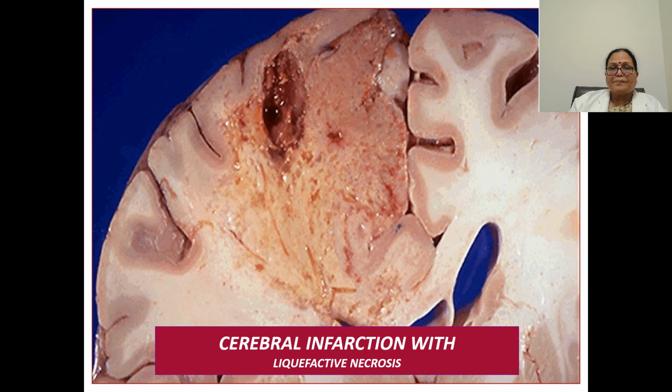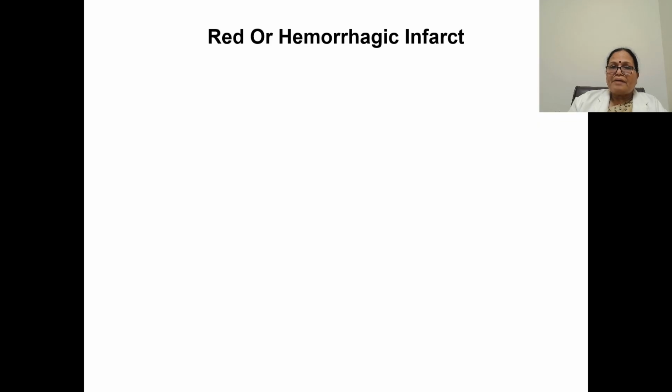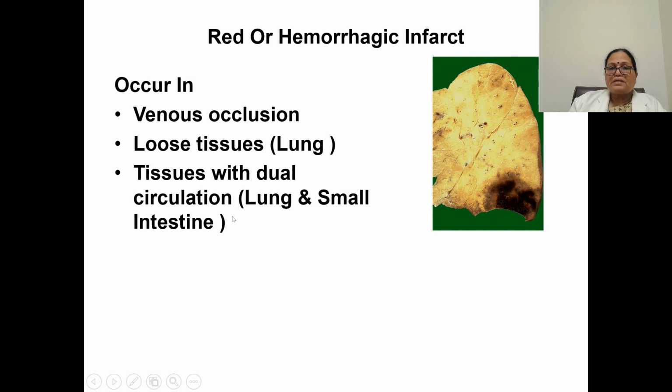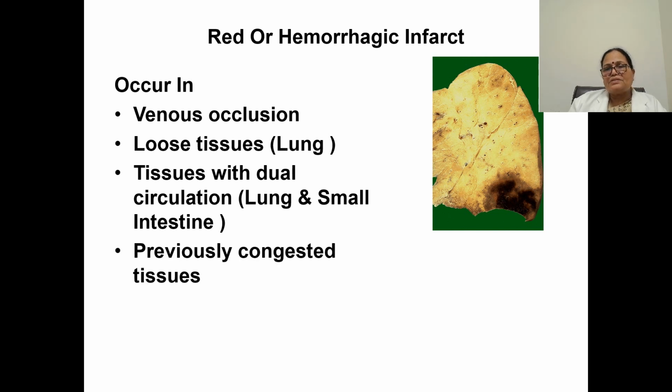Red or hemorrhagic infarct occurs in venous occlusion. Can you see? This is the infarct, red. There is discoloration, whereas the previous infarcts were all pale. Red infarcts occur in loose tissues and tissues with dual circulation, like lung and small intestine, and in previously congested tissue. This point we have to remember. If previously congested tissue undergoes infarct, naturally it is going to be red.